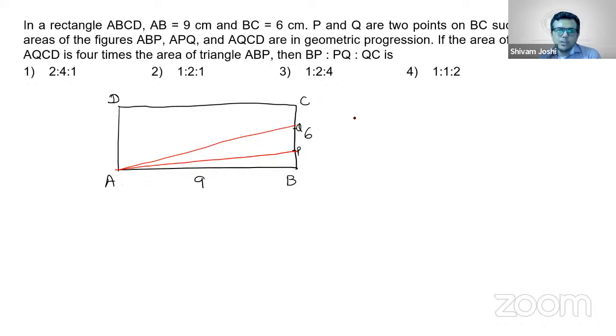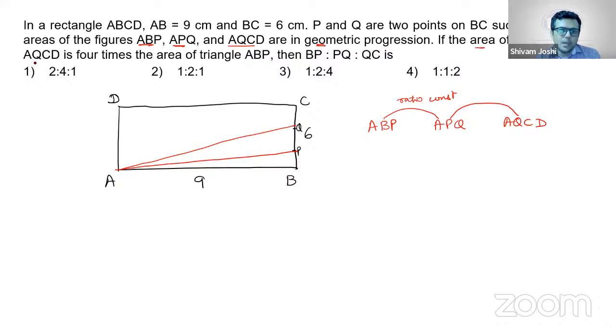Okay, what is geometric progression? ABP, that is one area. APQ is the second area. And the third one is AQCD. They are in GP. Now, when the areas are in GP, the ratio is constant. Okay, there is a constant ratio between these two as well as these two.